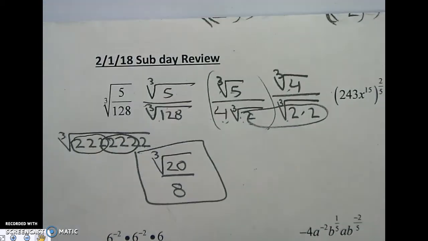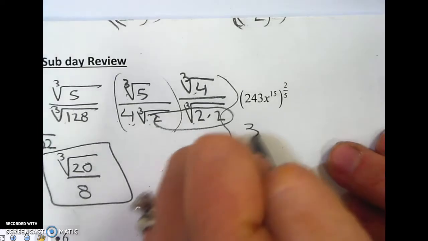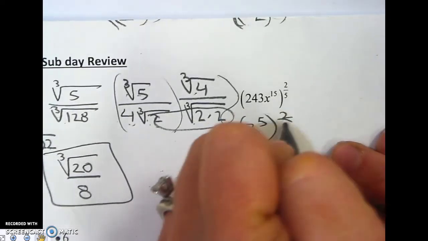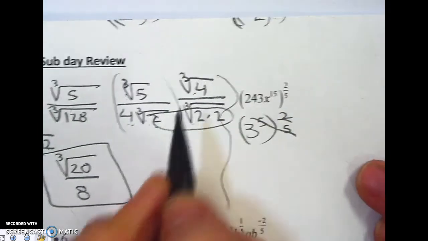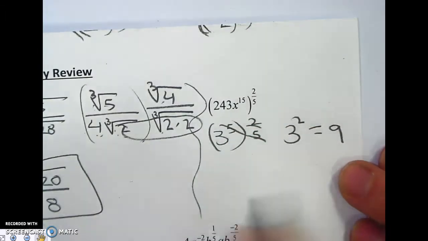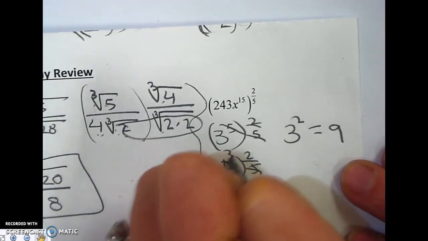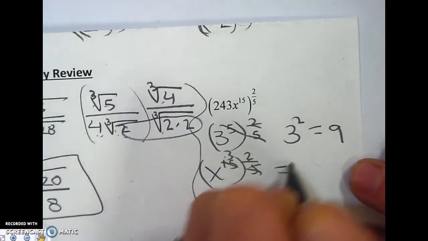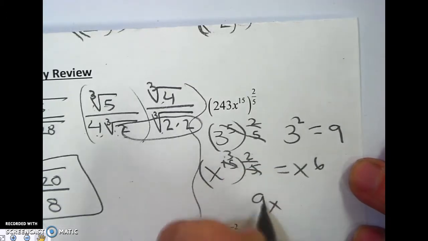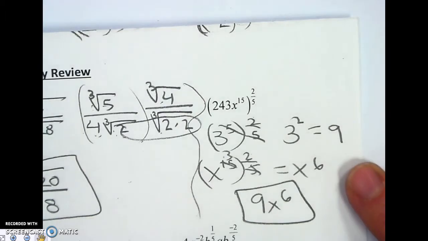Okay. When I see this problem, 243 is the same thing as 3 to the 5th. To the 2/5 is 3 squared, and 3 squared is 9. Then x to the 15th to the 2/5, 3 times 2 is equal x to the 6th. So my answer is 9x to the 6th, odd root, no plus or minus.